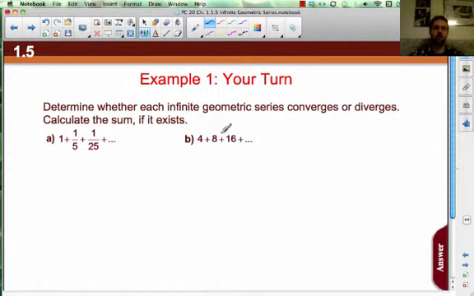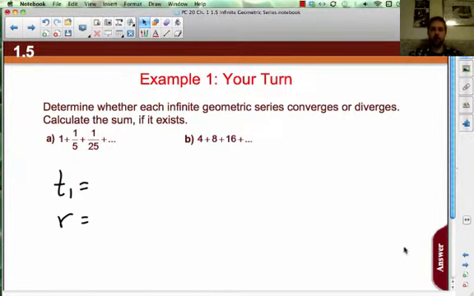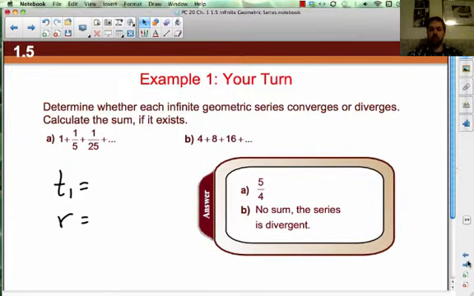So here's your turn. Go ahead and give it a try using the same techniques we just used on the last page. So find T1, find R, and then if the absolute value of R is less than 1, go ahead and find the sum. After you come back from hitting pause, the answers will be here waiting for you. So hit pause now. There's your answers.